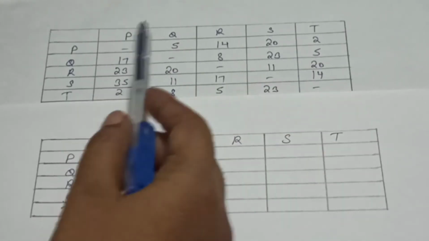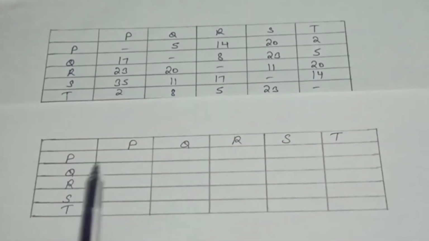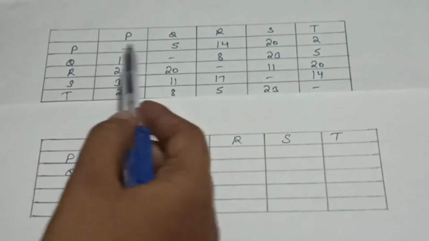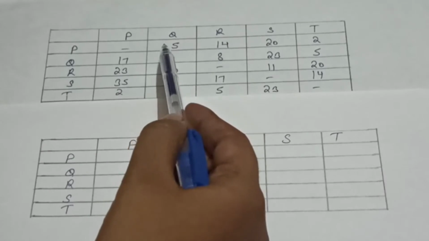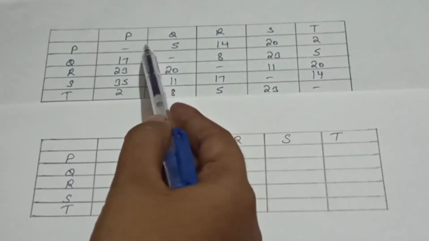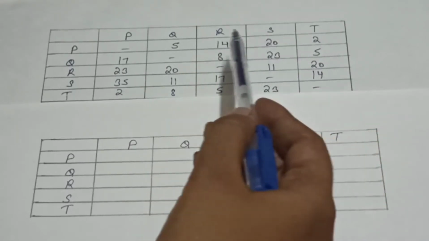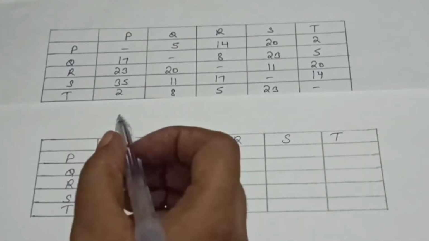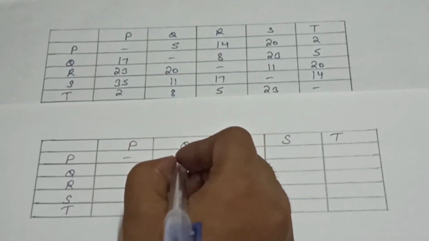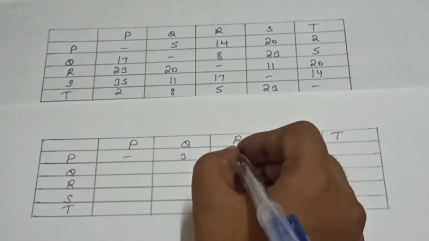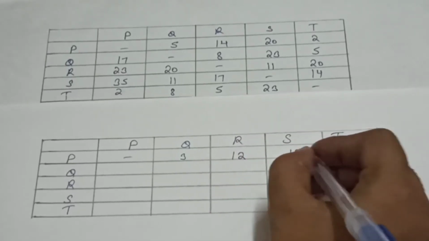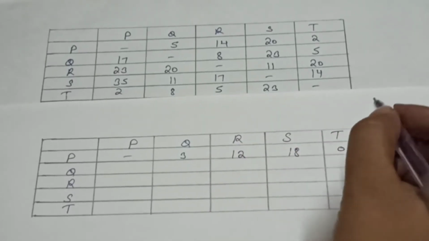So this is our original matrix and we will write here our minimum elements. As you can see in the first row, the minimum element is 2. We will subtract 2 from each element of this row. So 5 minus 2 is equal to 3. 14 minus 2 is equal to 12. 20 minus 2 is equal to 18 and here we have 0.